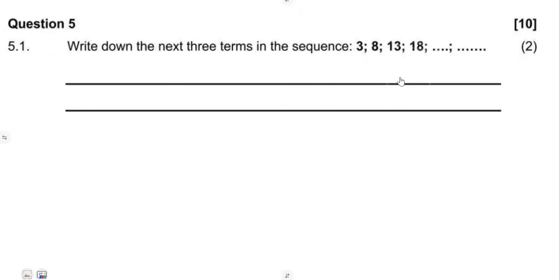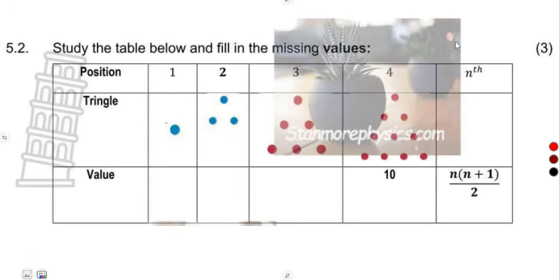Write down the next 3 terms of this sequence. All right, we had a sequence like this before that had 3, 8, and so on, which had a difference of what? Of 5. Actually, we had this before. So we're simply going to add what? 5. 18 plus 5, that's 23. 23 plus 5, that's 28. 28 plus 5, that's 33. So those are the next 3 terms, 23, 28, 33. Since there's a difference of 5, you just have to add that difference throughout.